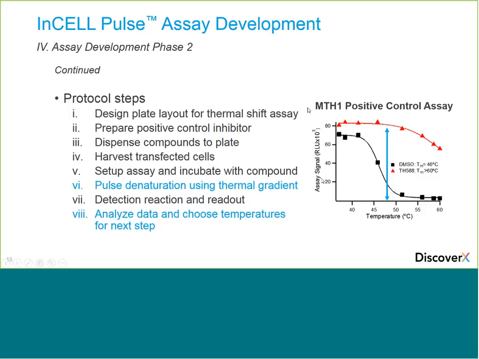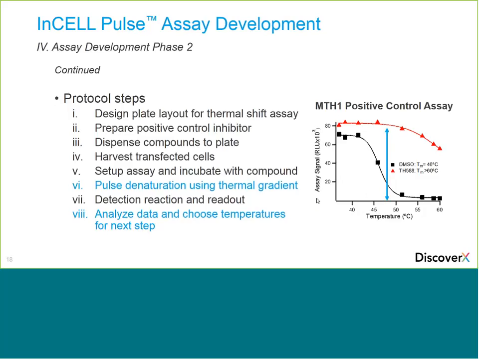So here are some features that look very nice. So the black trace is the DMSO control, and you can see that protein denatures as a very steep function of the temperature. And then when a known positive control inhibitor that's potent is included, the TM obviously shifts way to the right, and there's good assay windows, good separation at any given temperature between the signal for the DMSO and compound controls.